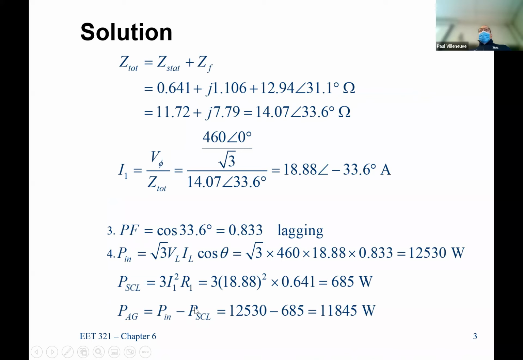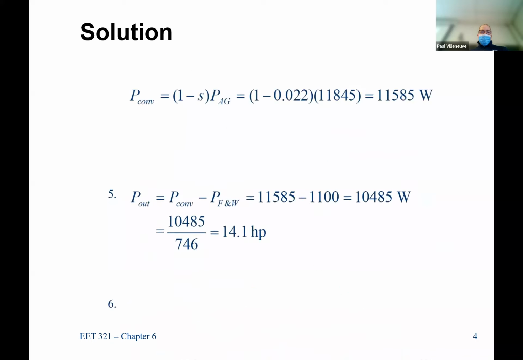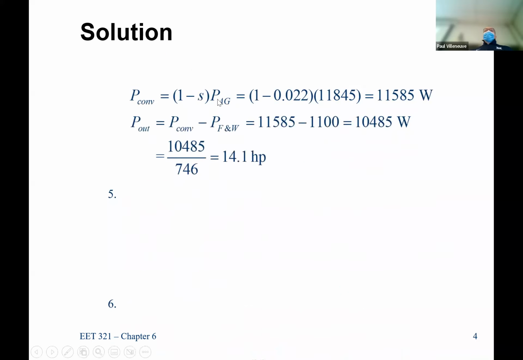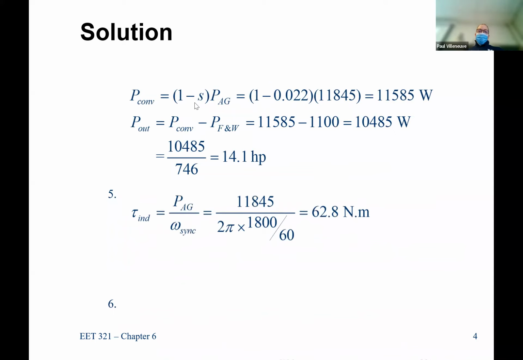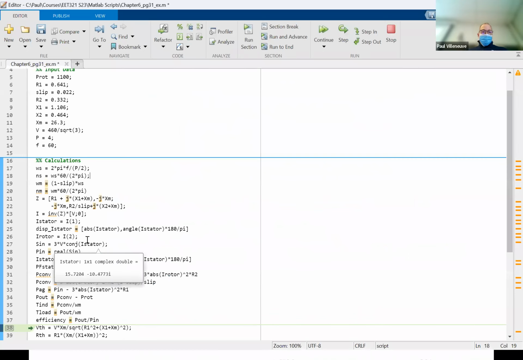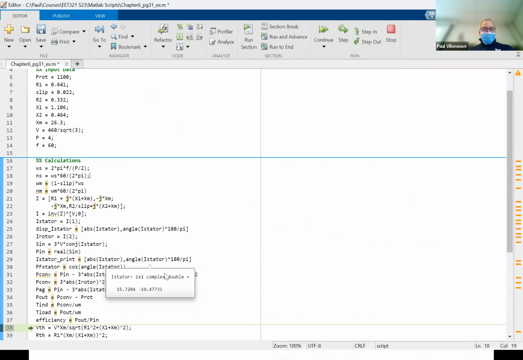Why did I have to go ahead and do the converted power when I use my 1 minus S? Because I don't have the value for I2, so I need to use this equation to do the calculation. But if I know what the rotor current is, I can directly pull that out, which is what I did right here. See the converted power? Remove my stator copper losses and my rotor copper losses to get that equation. So up to you how you want to do that.